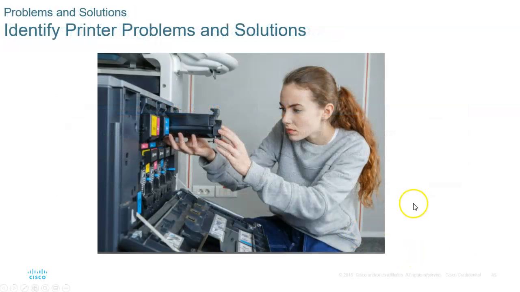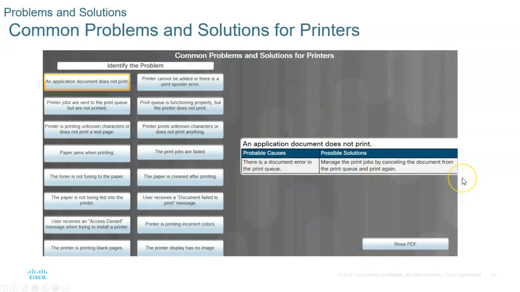Okay, and then finally, printer problems and solutions. You'll want to refer to these last couple of areas in your curriculum. Each one of these items that you can highlight will tell you something different as to what the probable cause is and what the solution is. So this first one, an application document doesn't print. It says the probable cause is there's an error in the print queue. Maybe you need to cancel the document and resend it. So you can click on the little PDF button in your curriculum and it'll give you a whole PDF printout of all of these problems with the solutions.